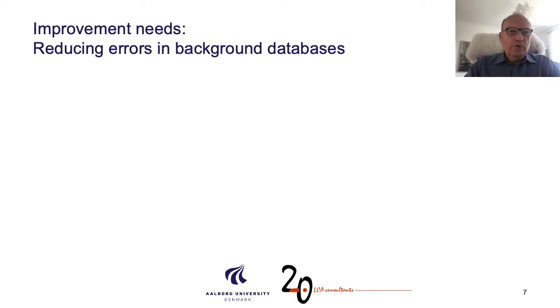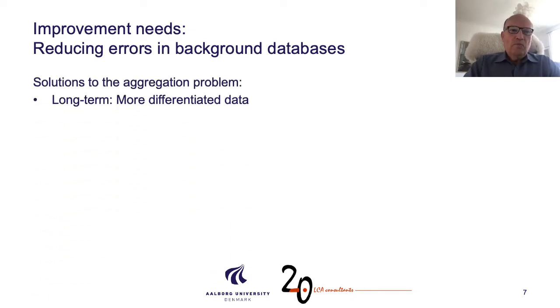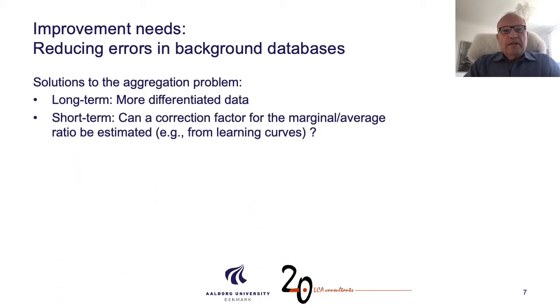So what can we do to reduce this error? We could look in the long term, of course, for more differentiated data, simply ensuring that our databases become more complete, more up-to-date, and more disaggregated. This, of course, will only be possible in the long term. So can we, in the short term, find another solution, a kind of interim solution, until we have time enough, or resources enough, to really get the full and up-to-date database with very detailed data?